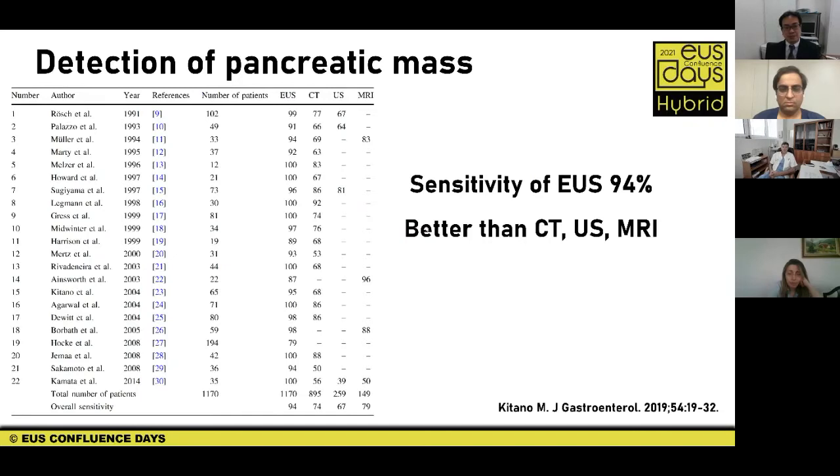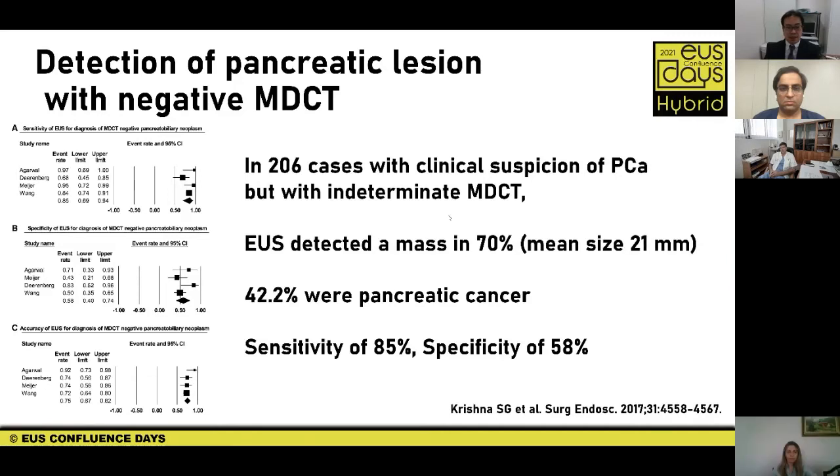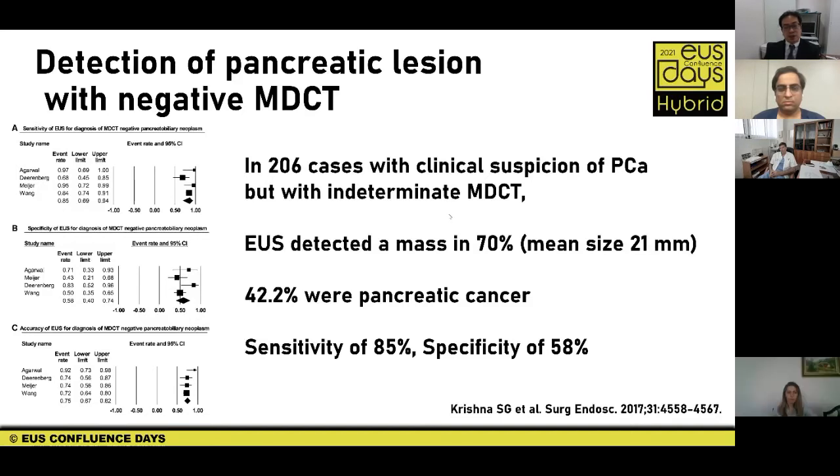So first, I will talk about detection of pancreatic mass. When we compare EUS with CT, ultrasound, and MRI, the sensitivity of EUS is higher than CT or ultrasound or MRI. It's reported as high as 94%. And sometimes we can detect a small lesion which is missed by CT scan. In this meta-analysis, EUS detected a mass in 70% of indeterminate multi-detector CT scans. The lesion size was 21 millimeters. So if we perform EUS, we can detect a 1 or 2 cm lesion which is not detected by CT scan. So when there is a clinical suspicion of pancreatic cancer, we have to perform EUS even after a negative CT scan.